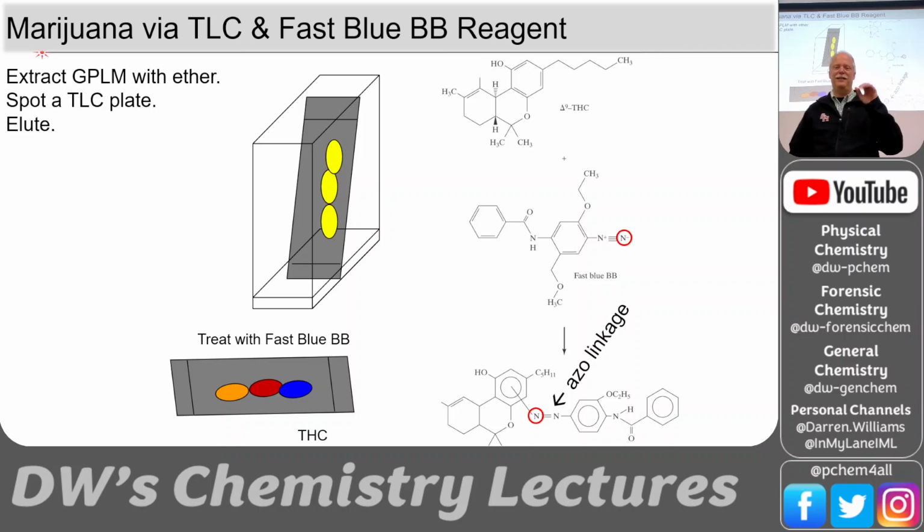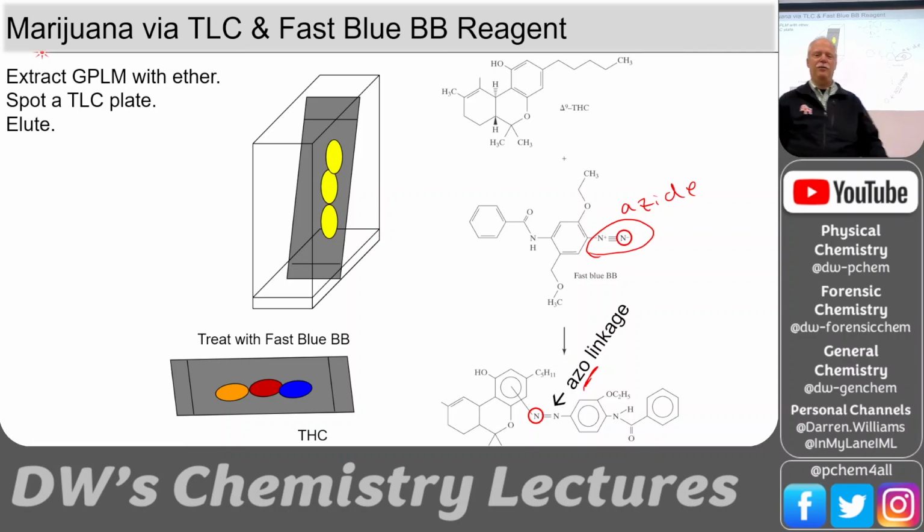This is a lazy way to do it too. So you could also react it with fast blue reagent, and fast blue comes with its own azo. Okay, so here it is. It's an azide, and then it reacts to form an azo. And it's not very selective, so it's going to hit that aromatic ring on THC, and so it's going to hit this carbon here or that carbon there.